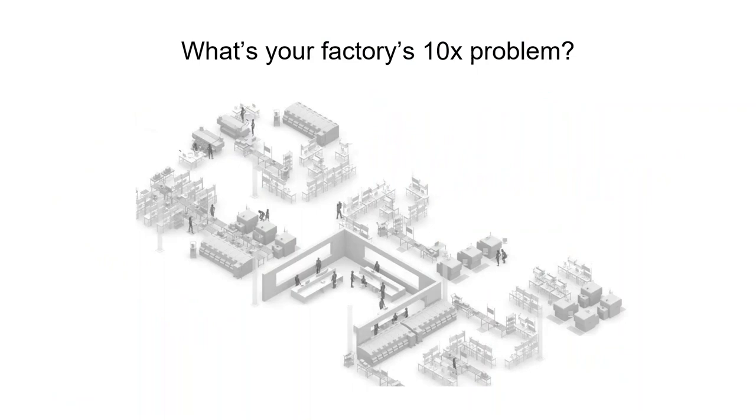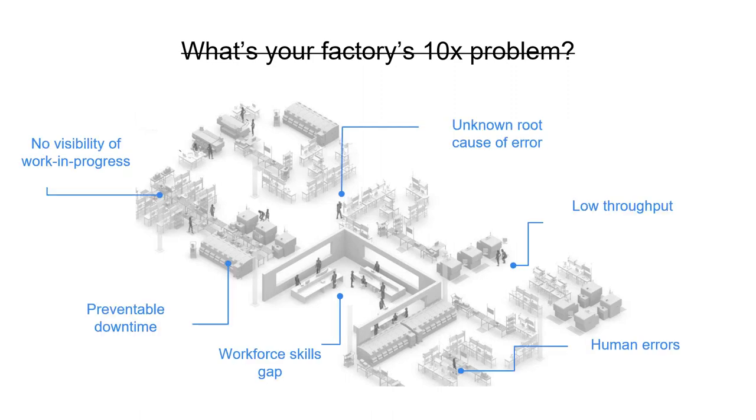Okay, so a lot of times when we talk with folks on a panel or something like this, a question I've heard asked a lot is, what's your factory's 10x problem? What's the one thing that if you could solve this problem, it would lead to a 10x increase in productivity, a 10x reduction in cost? And the reality is that most manufacturing operations don't have a 10x problem. There's no single silver bullet that you can solve that is going to automatically optimize an operation.